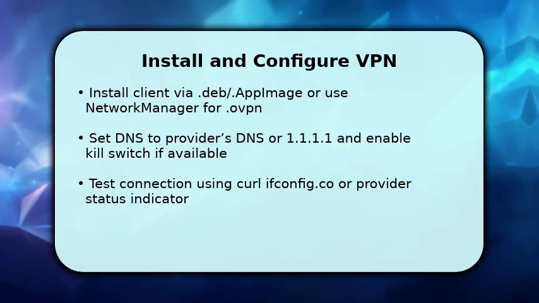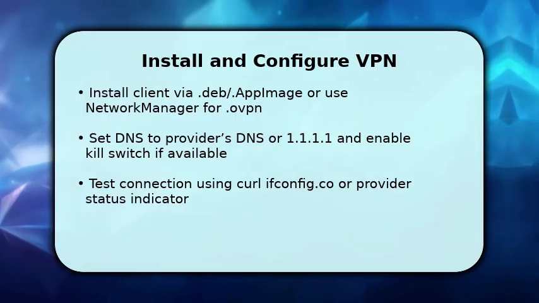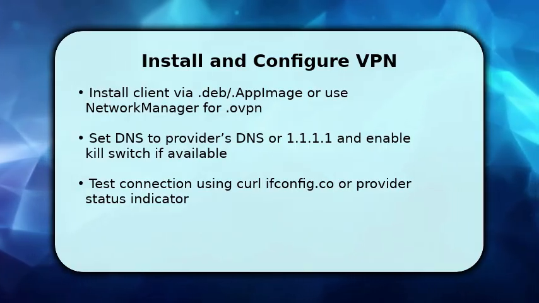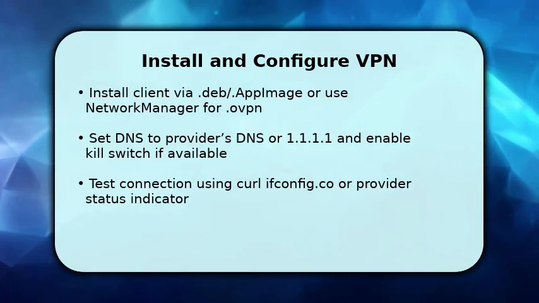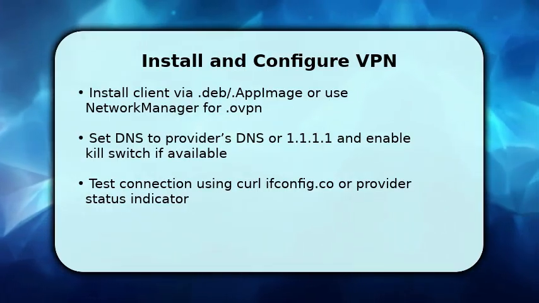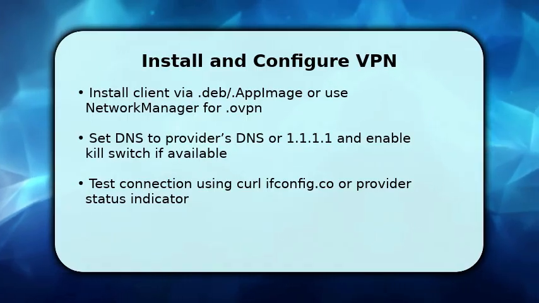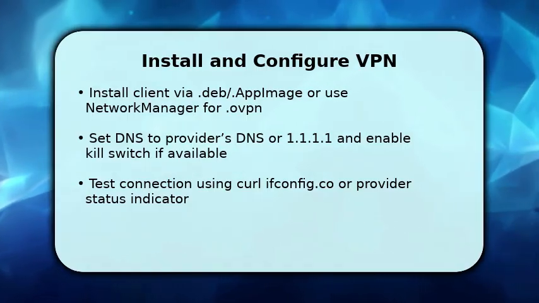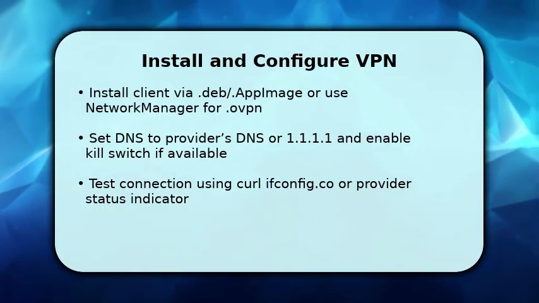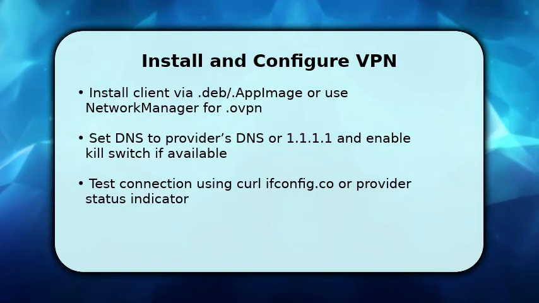Make sure to set DNS to the VPN provider's DNS or a privacy-focused resolver like 1.1.1.1 to avoid leaks. Enable the kill switch in the app or set up a firewall rule so games won't expose your real IP if the VPN drops. Once configured, test with a simple command like curl ifconfig or check the client status to confirm your public IP.